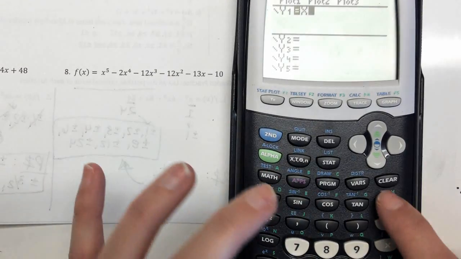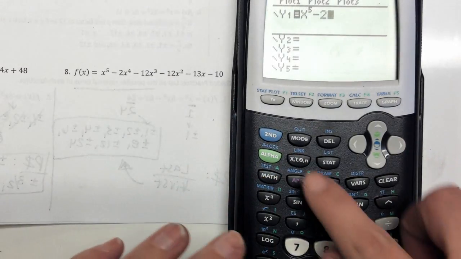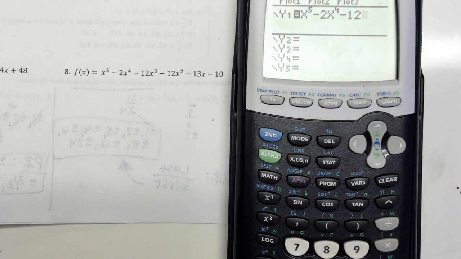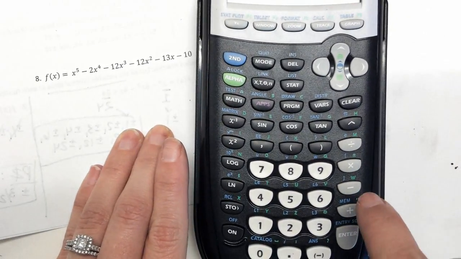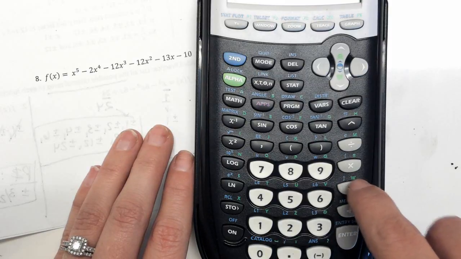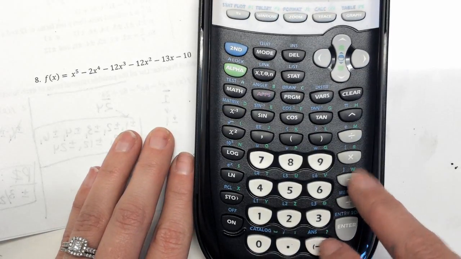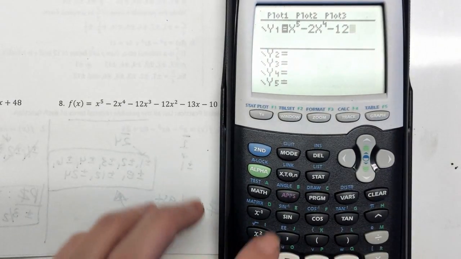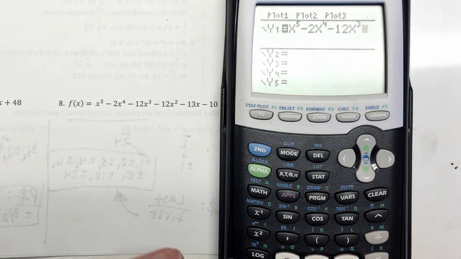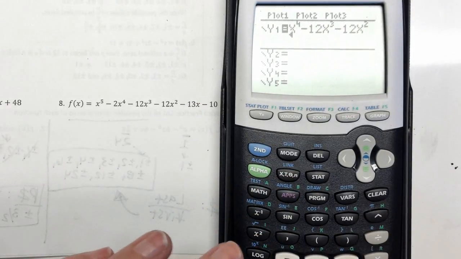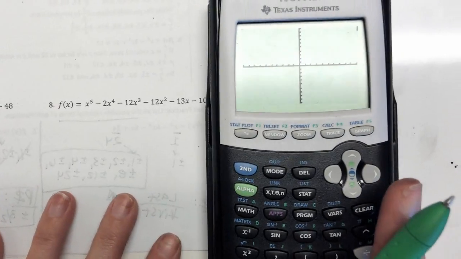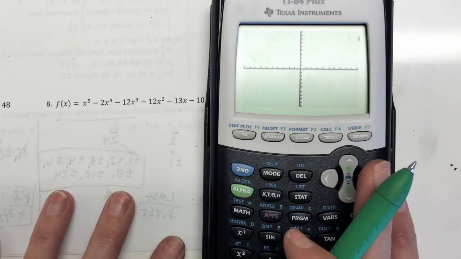X to the 5th minus 2x to the 4th. Oh, make sure when you're typing in your minus signs, guys, that you use this one. Not this one. There's a difference. Use the minus, not the negative, okay? Or it will mess up. Check your graph, make sure it matches up with mine.